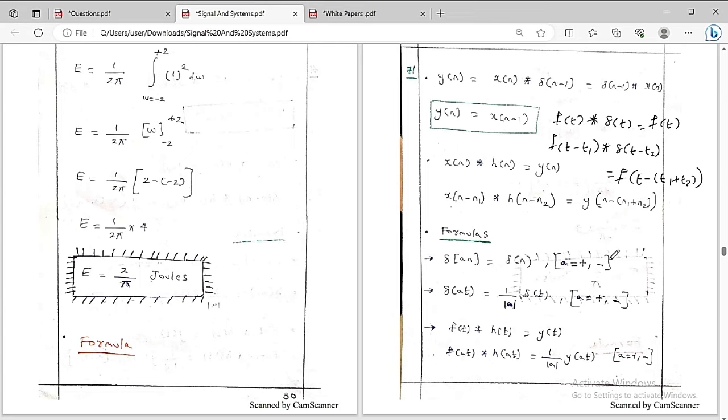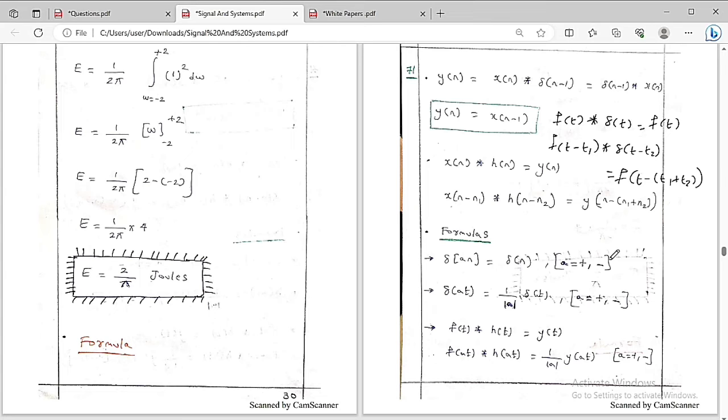And one more important formula: if f of t convolution h of t is equal to y of t, then f of at convolution h of at is equal to 1 by mod a into y of at, where a can be either positive or negative. So this formula also you have to keep in your mind.